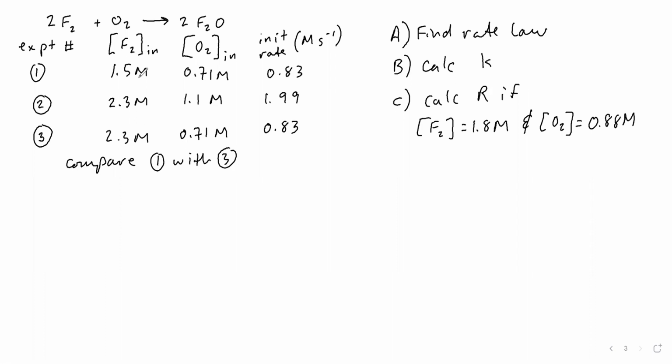And I'm going to look at my concentration factor for F2. So my concentration factor for F2 is going to be my bigger number divided by my smaller number. And when I do the math, I get 1.53. Okay, now I'm going to go over to the rate for row 1 versus row 3 and see how the rate is responding. 0.83 and 0.83. So when I evaluate that, my rate factor is 1. In other words, the rate is not changing.